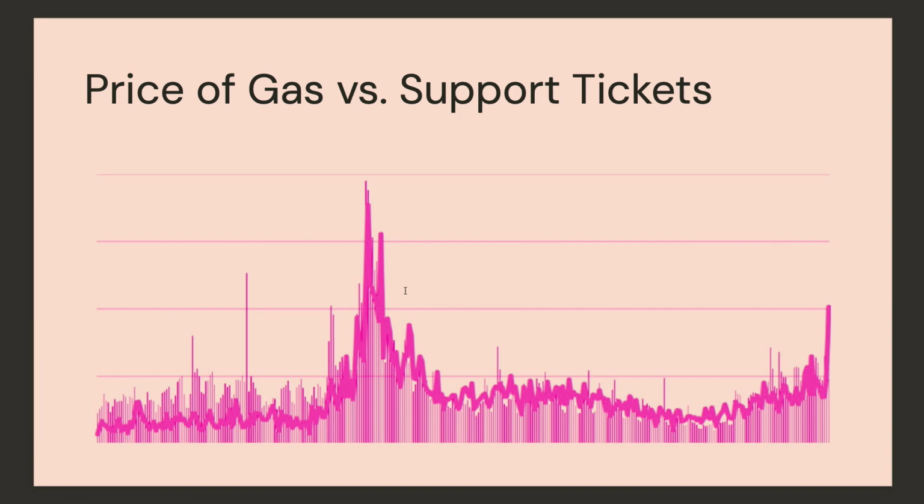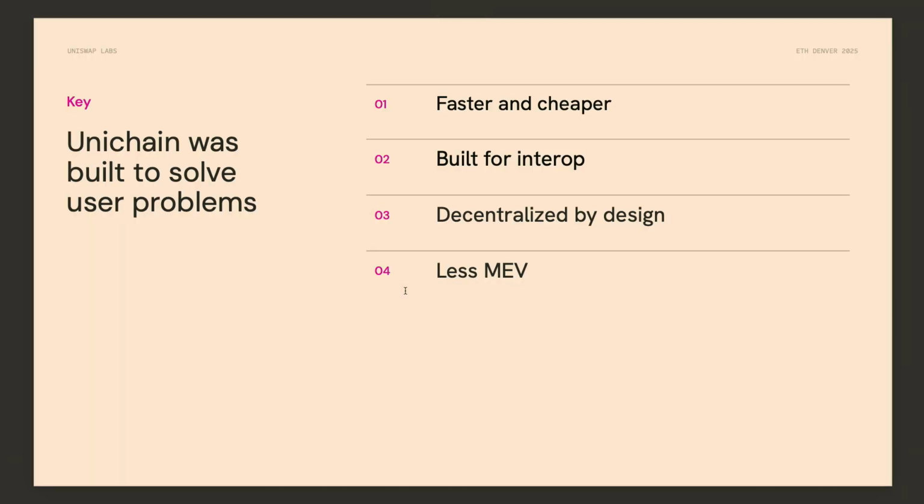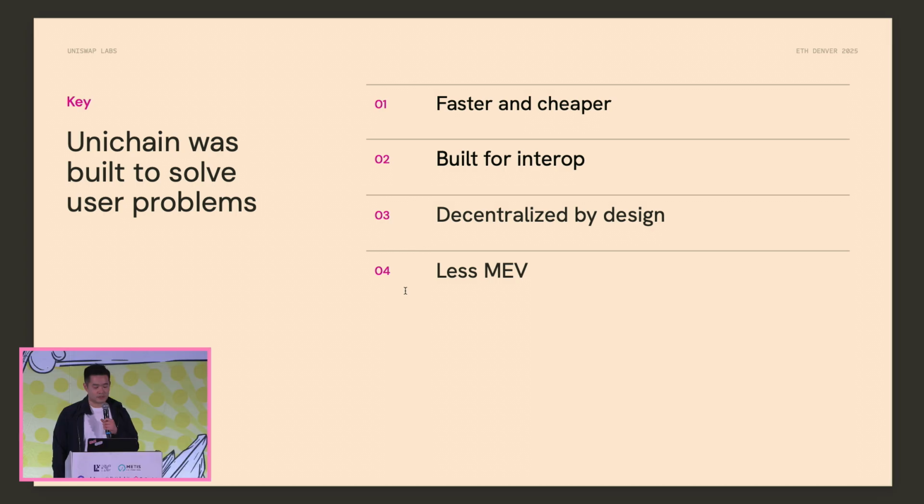I'm sure that many app developers in the audience empathize with this. If you talk to your users here at ETHDenver, or on Twitter or Telegram, you can tell that users, especially new to crypto users, don't make a distinction, because why would they? That's why we built Unichain, to solve user problems.